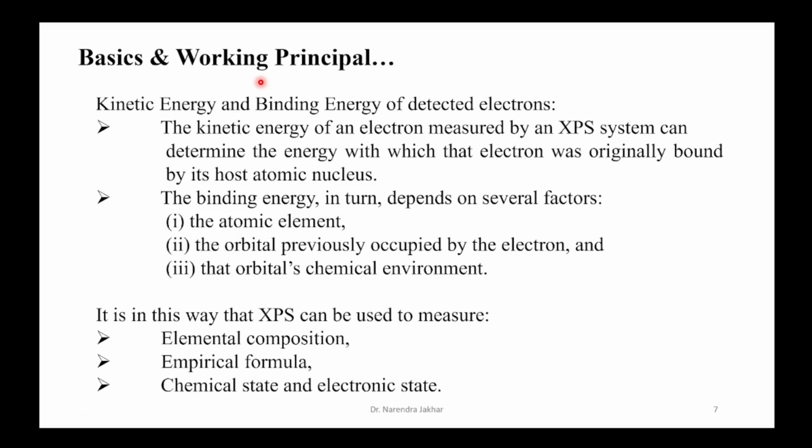So this slide tells us about the basics and working principle of XPS. We know that in XPS we send X-rays on the sample surface, these X-rays knock out electrons, and we study the kinetic energy or the binding energy of the detected electrons. The binding energy and kinetic energy are related to each other. If we know the kinetic energy, we are able to find out the binding energy of the electrons coming out from a particular atom or element in the sample. So the kinetic energy of an electron measured by an XPS system can determine the energy with which that electron was originally bound by its host atomic nucleus.